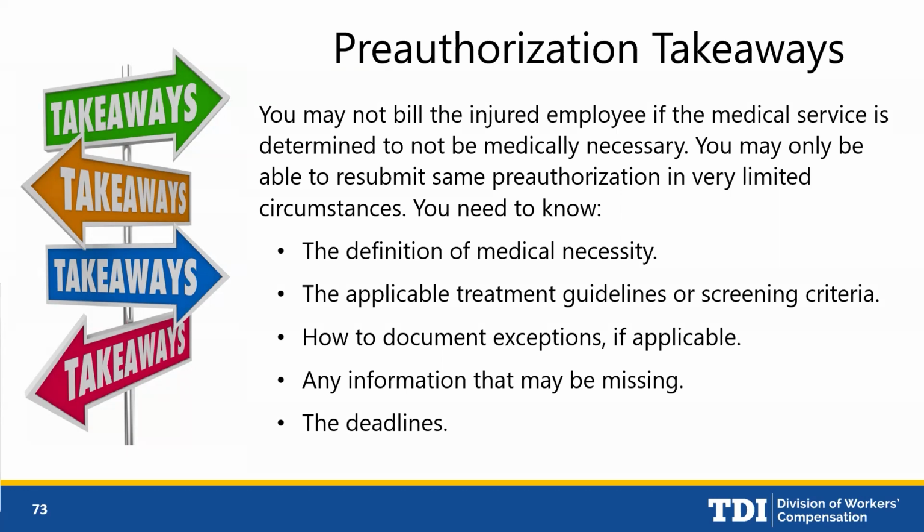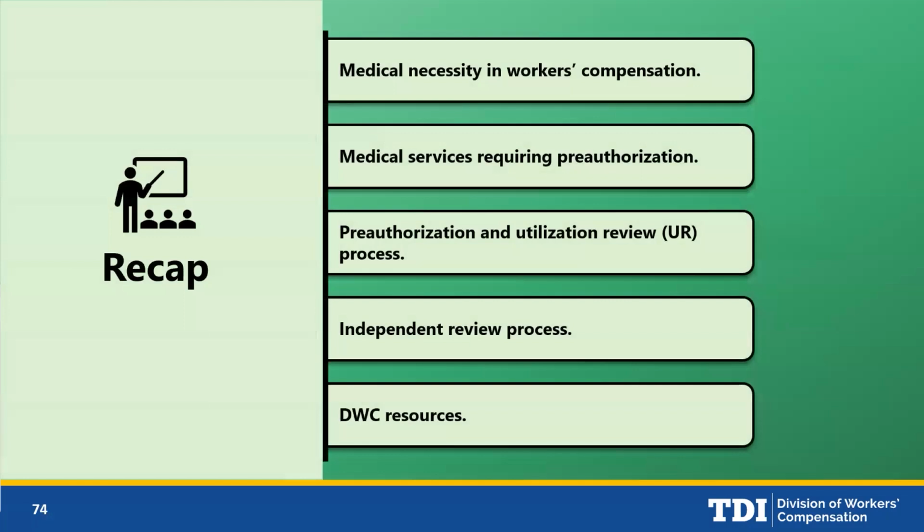Just to kind of recap what we've gone over: medical necessity, and the statutes and the rules that talk about medical necessity. What services need pre-authorization? We have a list. For non-network, check your contract for things that require pre-auth on the network side. The steps for pre-authorization and utilization review found in 134-600, and check your contract for the steps for network pre-authorization. The IRO process, and the resources, which are Comp Connection.